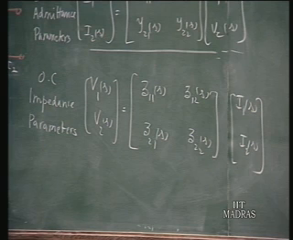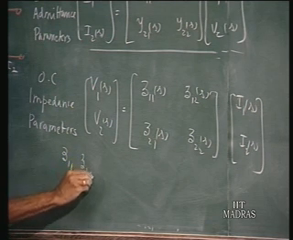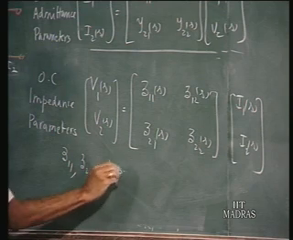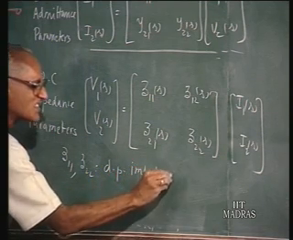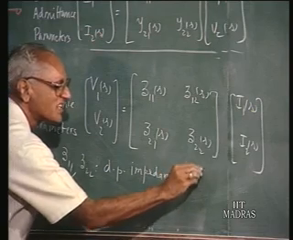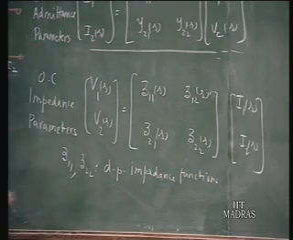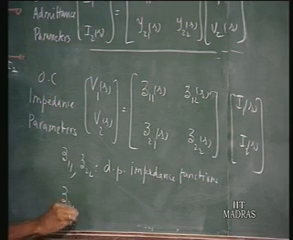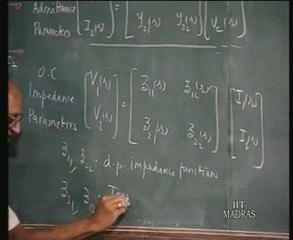Again, Z11 and Z22 are the driving point impedance functions. Open circuit driving point impedance functions, whereas Z21 and Z12 are the transfer impedance functions.